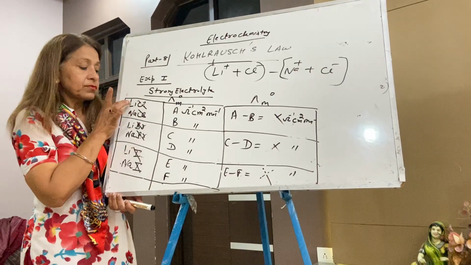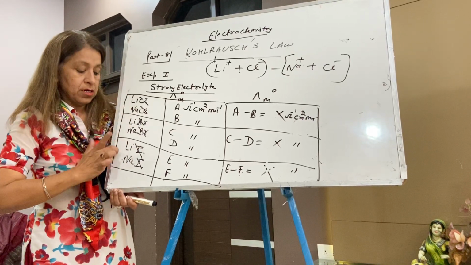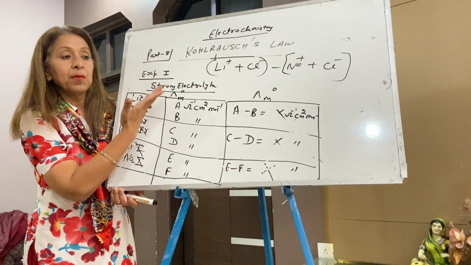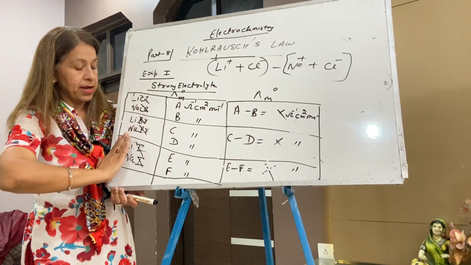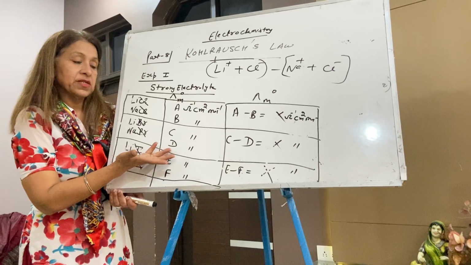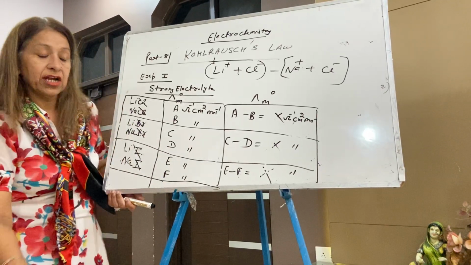This shows the conductivity of the cation is independent of the presence of the anion. Conductivity of the cation is independent of the presence of the other anion. Whatever the anion it is, it will not check the anion present.